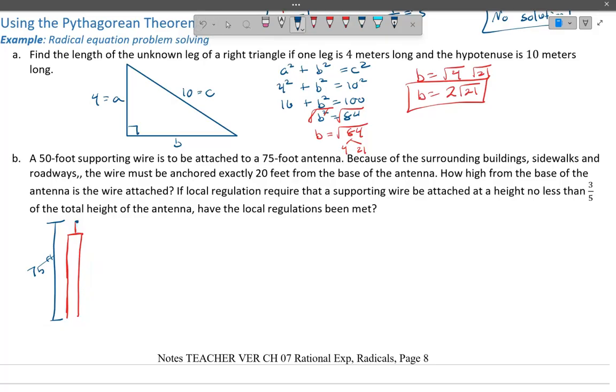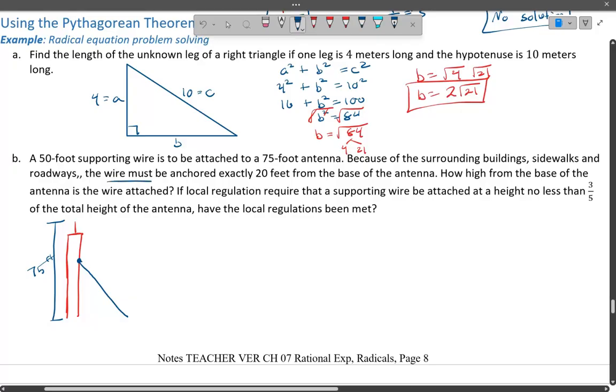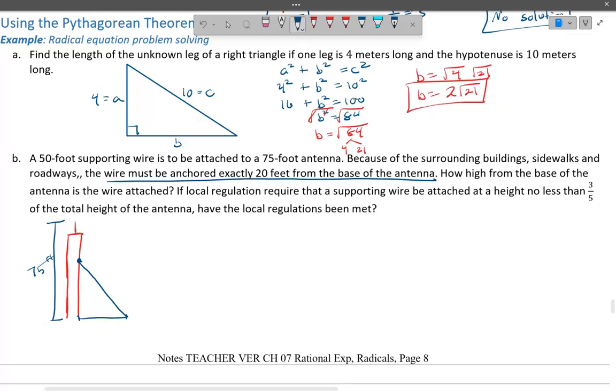So this cable wouldn't be very useful if it was coming straight down, and it won't reach the ground if it's at the top. So it needs to be attached somewhere lower than the top, and it's going to come out to the ground. And specifically, it's going to be anchored to the ground 20 feet from the base of the antenna. That's based on the directions in the problem. So the distance from the anchor point to the base is 20 feet.